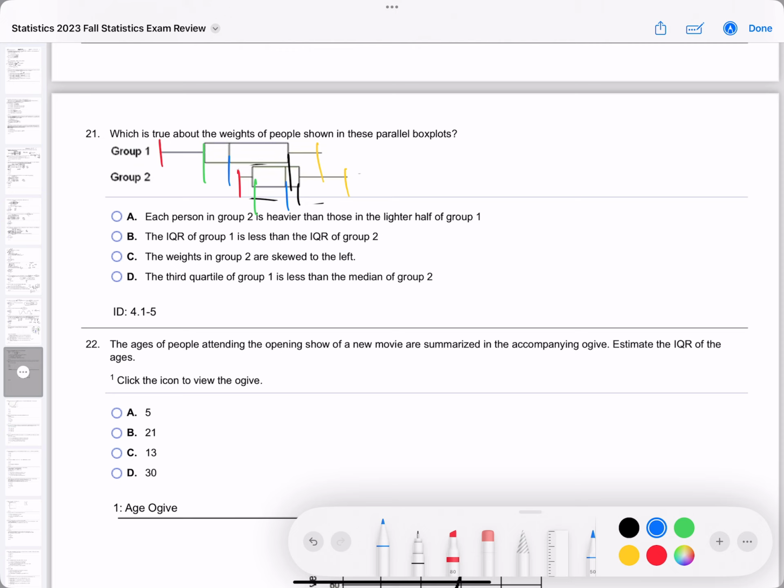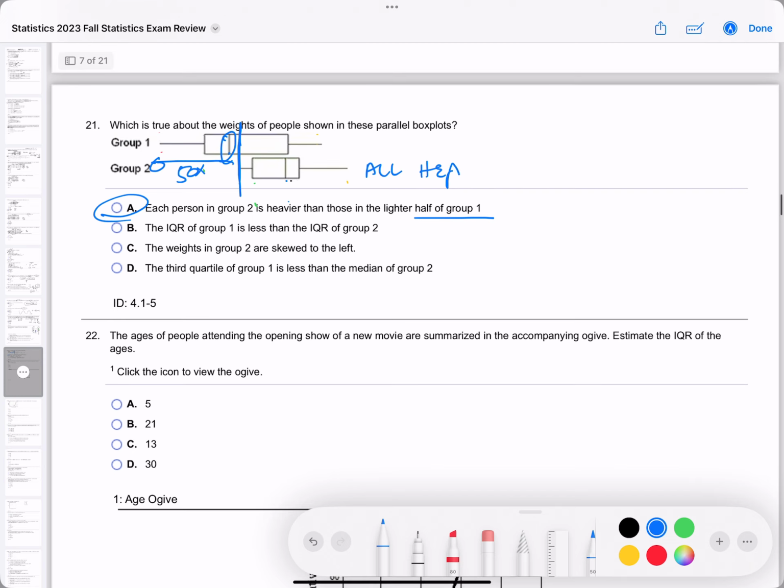So, each person in group 2 is heavier than those in the lighter half of group 1. So you look at this, this is what it's asking. Let's get rid of this here. So you can say every single person here, that's all of group 2. All of group 2 is heavier than half, remember that's 50%, of group 1. Actually, a little more than half of group 1.